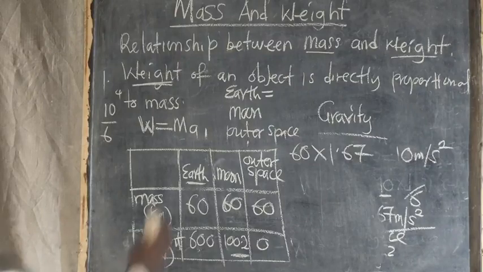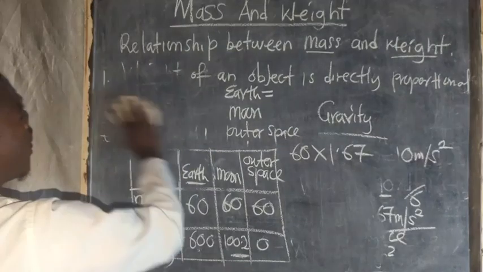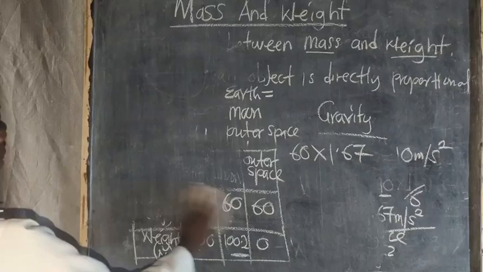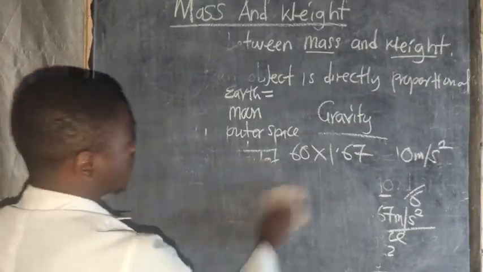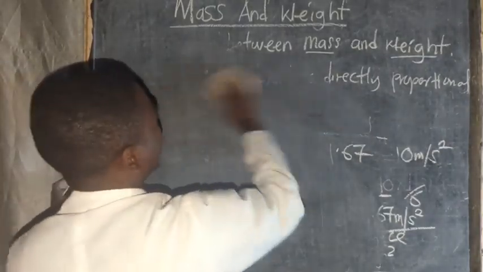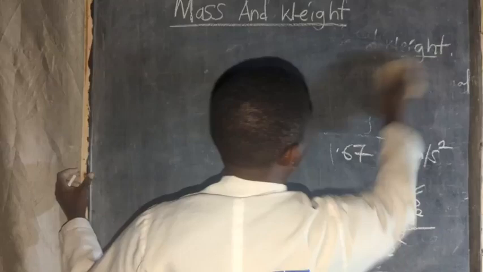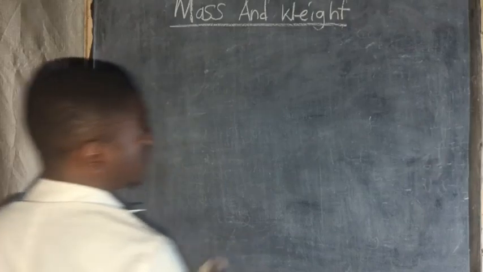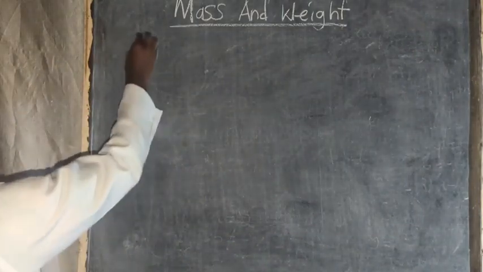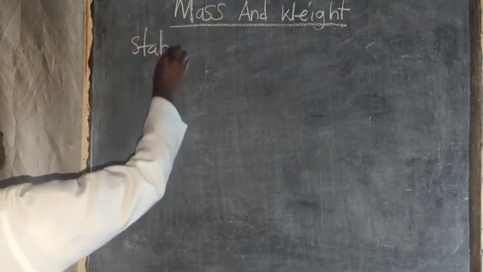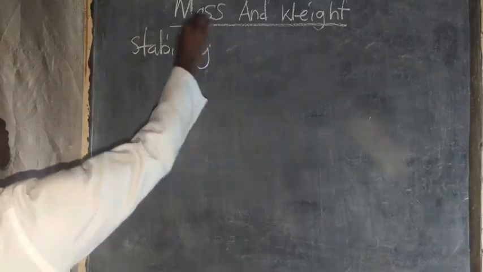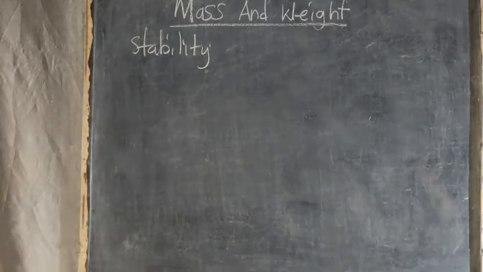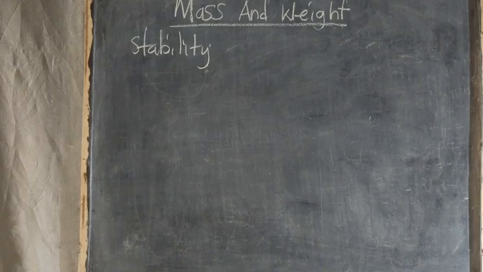So let us now move forward and look at another last part. Then we end the class. So we look at one more last thing. Then we end this. So there is something that is called stability. I think we've heard of this word, that for objects to be stable, there are certain things that must be followed.